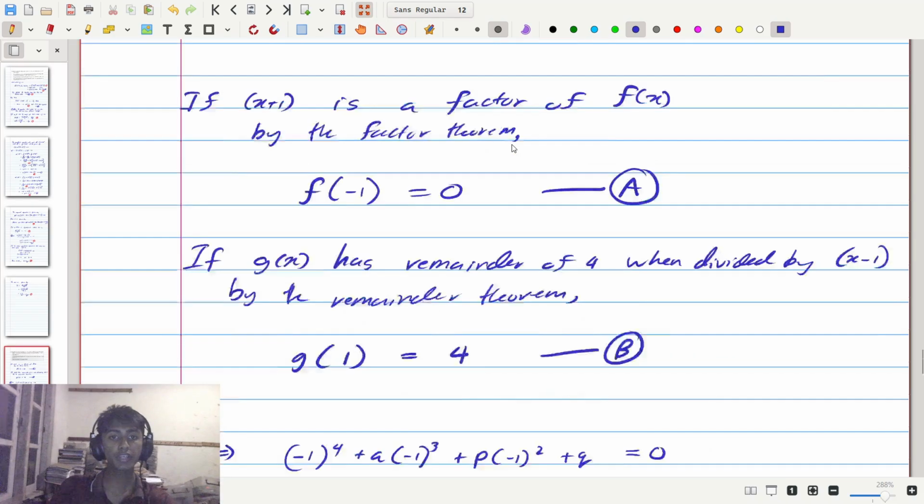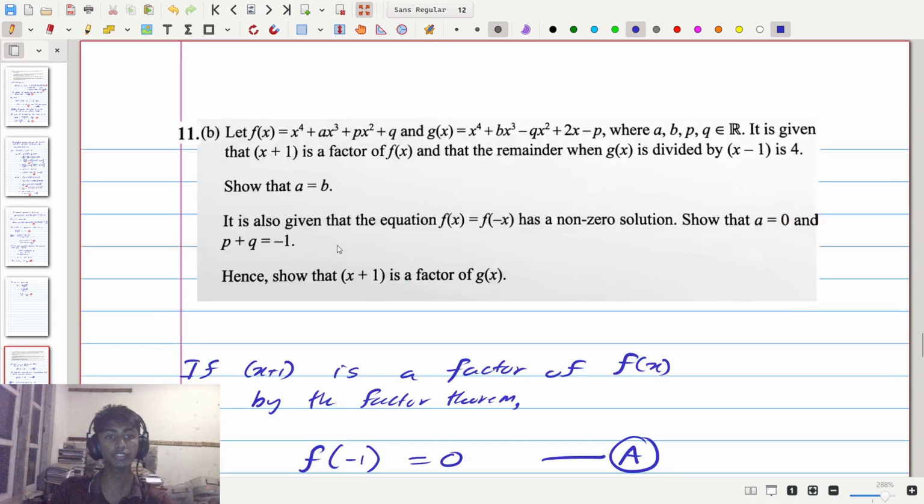Now after this, if we consider the next part of the question, it says it is also given that the equation f of x equals f of negative x has a non-zero solution, so at least one non-zero solution. And with that, we are asked to show that a is equal to 0 and also that p plus q is equal to negative 1.